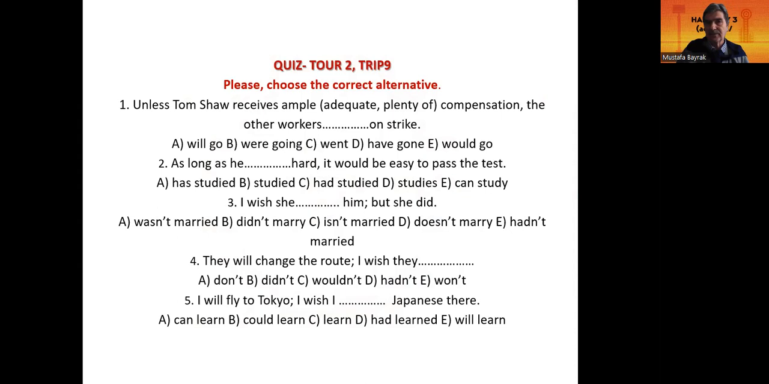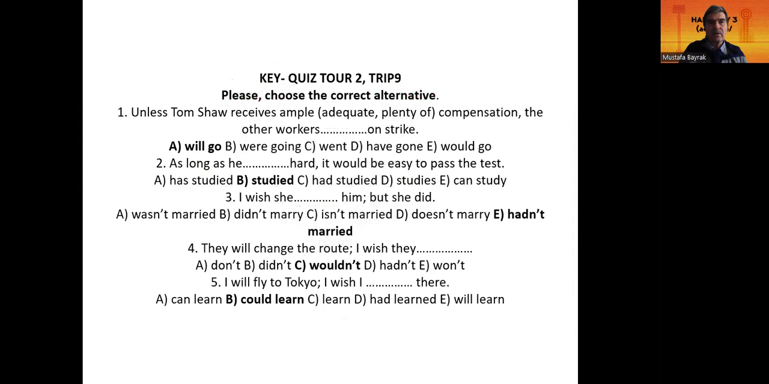Okay, let's see the key. Unless Tom Shaw receives ample compensation, the other workers will go on strike. Okay, will go on strike, will stop working. But the opposite of unless, what is it? Even if. But then it isn't a friendly behavior. For example, even if Tom Shaw receives ample compensation, the other workers will go on strike. Yes, now it has the opposite meaning.